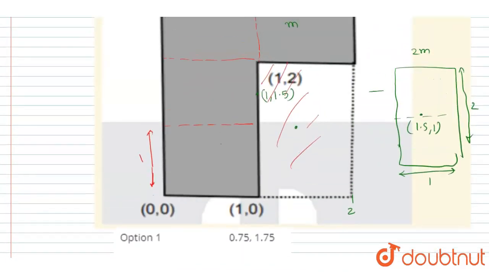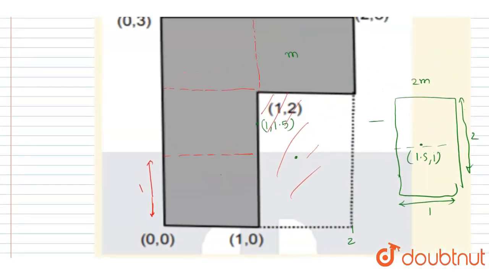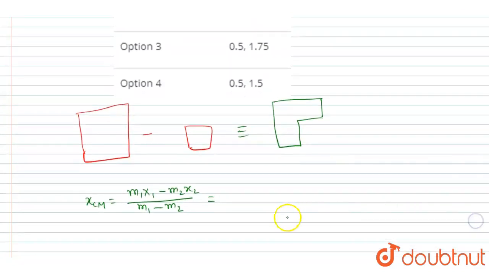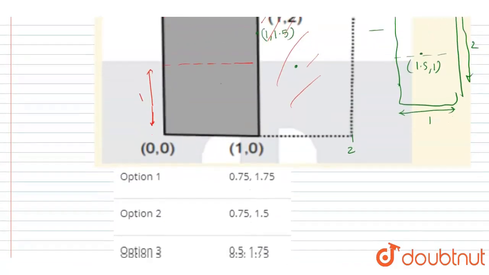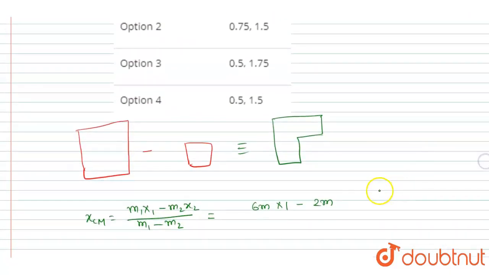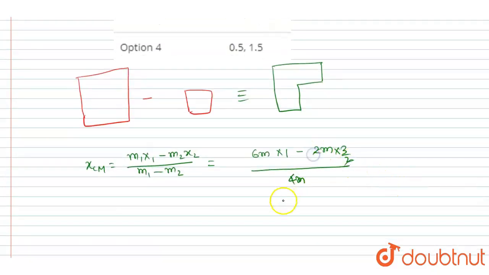And we know the coordinates also. The coordinate of the first lamina is 1 comma 3 by 2 and the second one has a coordinate of 3 by 2 comma 1. So m1 has a mass of 6m and an x coordinate of 1, and m2 has an x coordinate of 3 by 2. So I will write this minus 2m into 3 by 2. Now subtracting the masses, I will get 4m. This will get cancelled out, so 6m minus 3m will be 3m by 4m. So you can see this is 0.75.